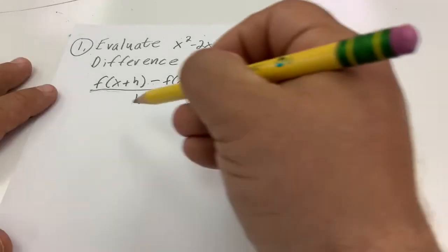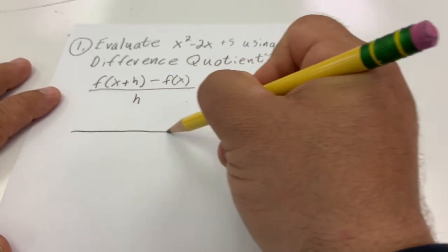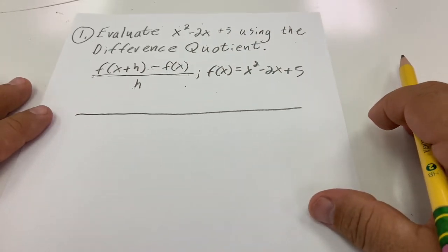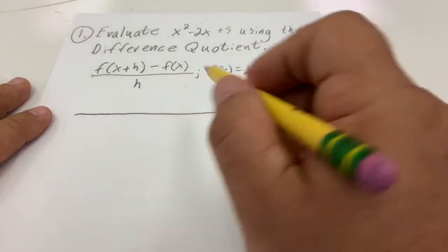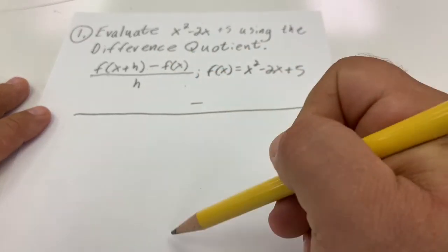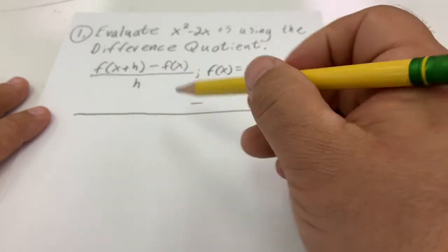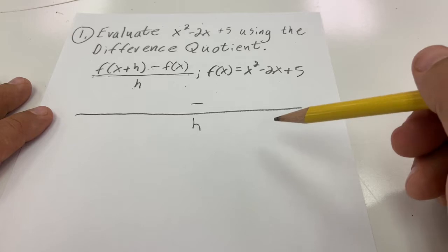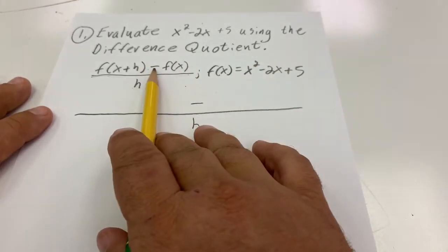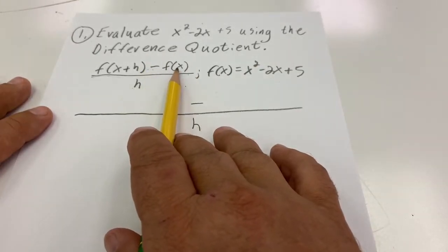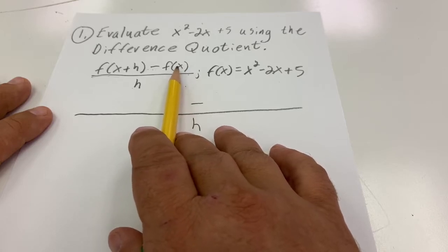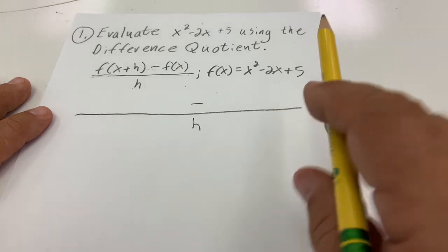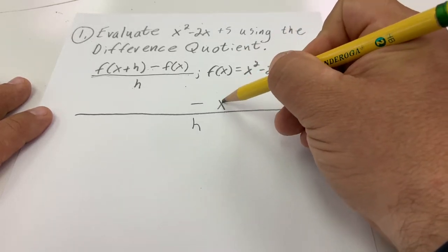Let's set it up. First thing we want to do is draw a big division bar. Probably the biggest division bar you've ever drawn in your entire life. On the top, in the middle, we're going to put a minus sign. Underneath the minus sign, we're going to put an h. Now, what do I put behind the minus sign? Notice what's behind the minus sign in the definition is f of x. So f of x equals x squared minus 2x plus 5. So I'm going to put that behind the minus sign.